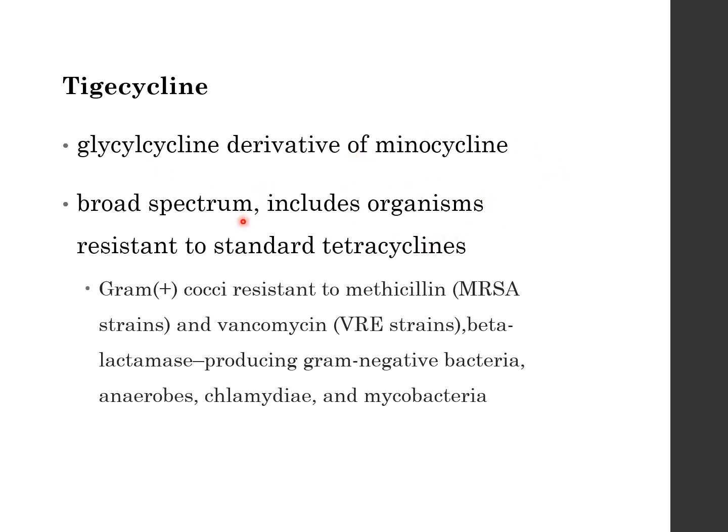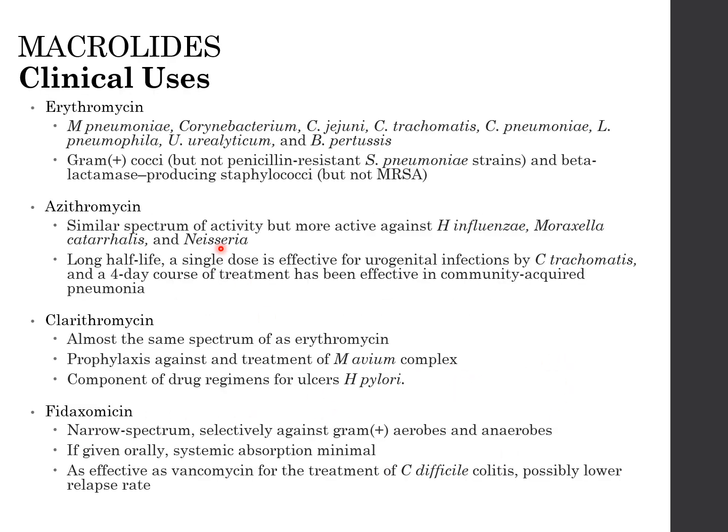It's a broad spectrum which includes organisms resistant to standard tetracyclines, like gram-positive cocci resistant to methicillin, vancomycin, the beta-lactamase-producing gram-negative bacteria, the anaerobes, chlamydia, and mycobacteria. Now let's proceed to the macrolides.